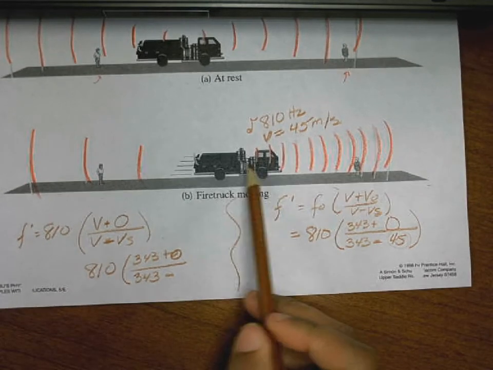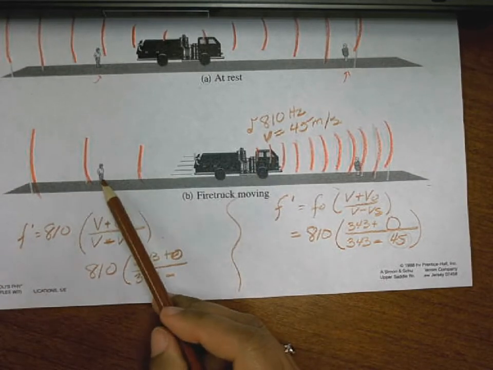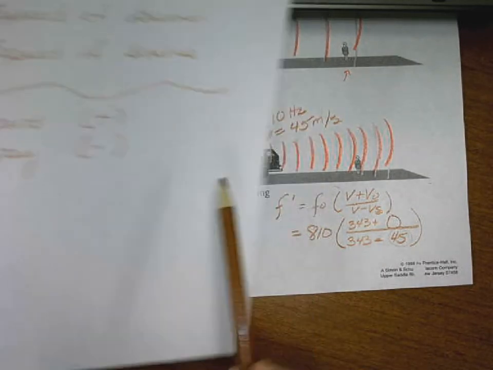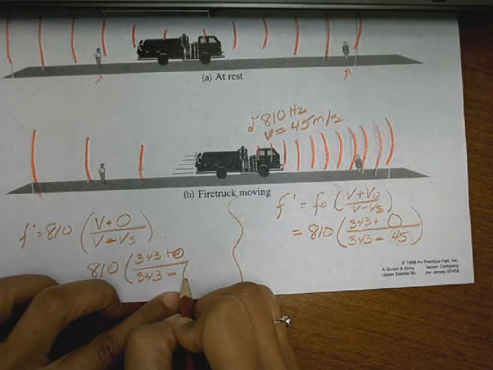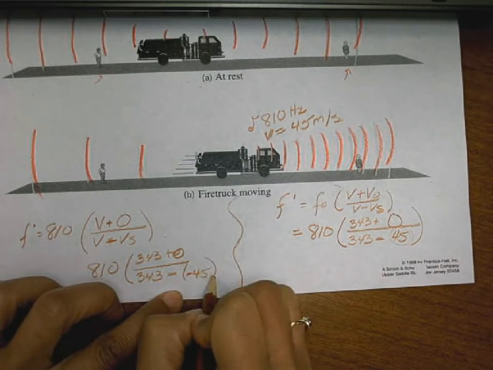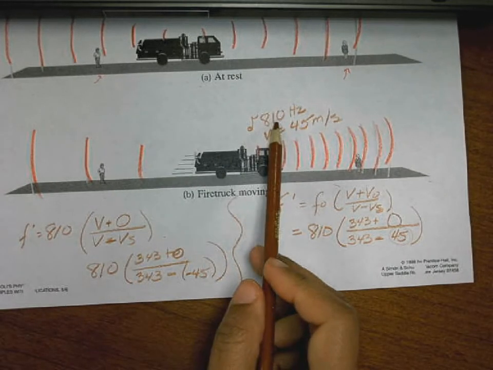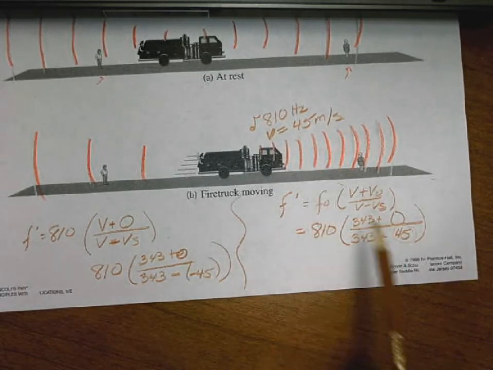Now, is the source going toward or away from this observer? It's going away. And according to our sign convention, away is negative. So that'd be minus a minus 45. And when we do the math, we should hear something lower than 810, and over here you should hear something higher than 810.